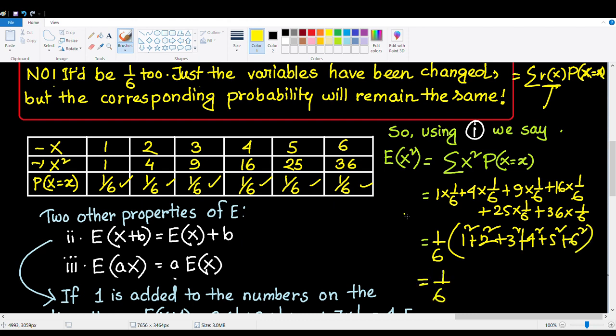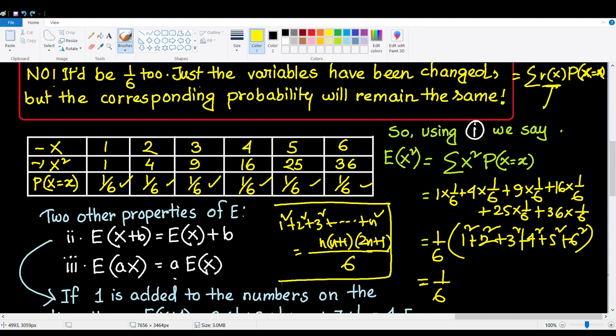Now for the sum of first n square numbers, we know the formula would be 1 square plus 2 square plus 3 square up to n square equals n into n plus 1 times 2n plus 1 divided by 6. This is a formula you saw in your high school, so we are going to use this formula, or you can just manually put the values in a calculator and calculate them.